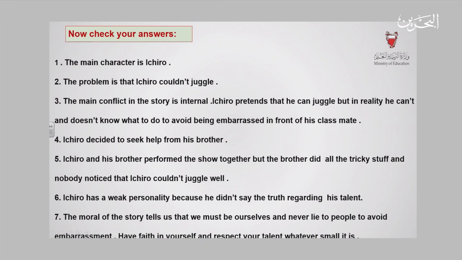Number four, Orcho decides to seek help from his brother. Five, Orcho and his brother performed the show together, but the brother did all the tricky stuff and nobody noticed that Orcho could not juggle well. Six, Orcho has a weak personality because he did not say the truth regarding his talent. Seven, the moral of the story tells us that we must be ourselves and never lie to people to avoid being embarrassed. Have faith in yourself and respect your talent, however small it is.